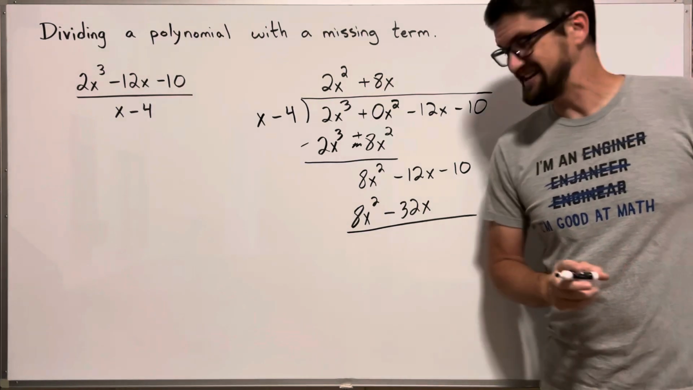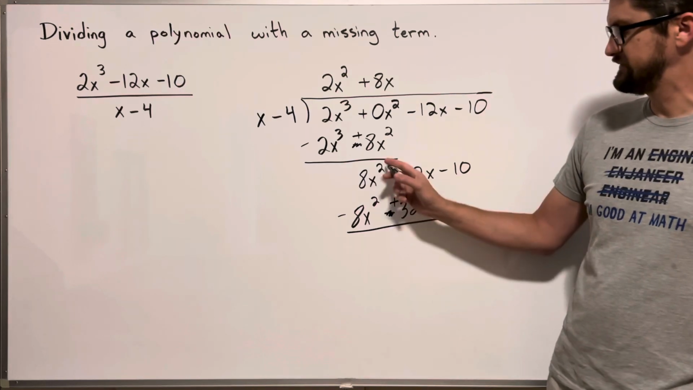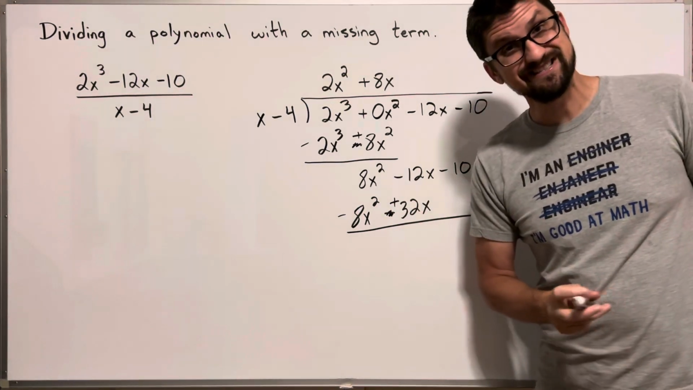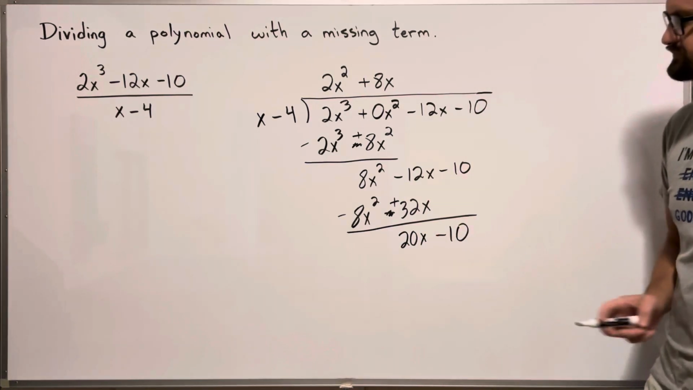All right, we're going to subtract again. Subtracting a negative turns it into a positive. The 8x squareds are gone. Negative 12 plus 32 is 20, so it's going to be a 20x. And bring down the minus 10.